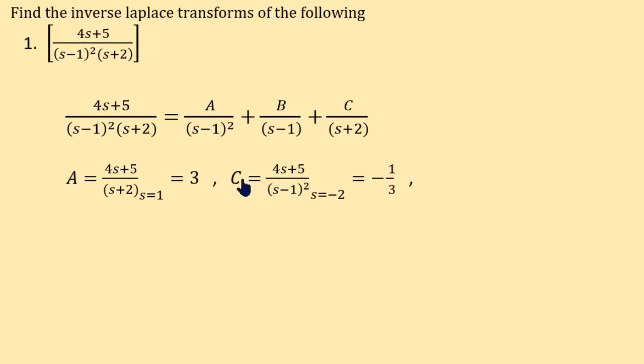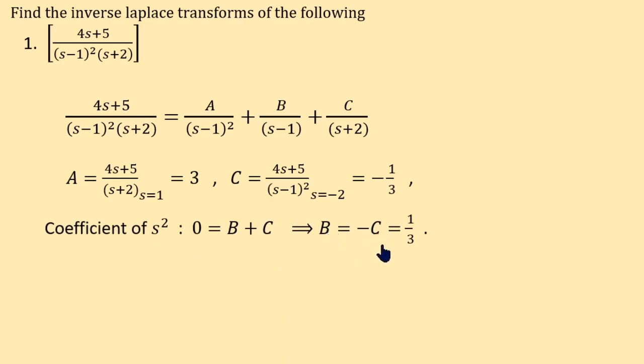After finding the a and c values, see here, if I multiply throughout by s minus 1 whole square into s plus 2, the first term becomes a into s plus 2, the second term is plus b into s minus 1 into s plus 2, plus c into s minus 1 whole square, and the left hand side is 4s plus 5. Now when you compare the coefficient of s square on both sides, the left hand side has no s square in the numerator, therefore the coefficient of s square is 0. On the right hand side it is b plus c, so b plus c is 0, therefore b is minus c, minus of minus 1 by 3.